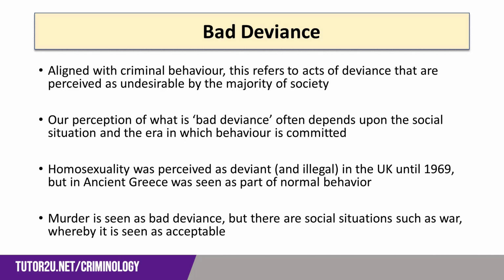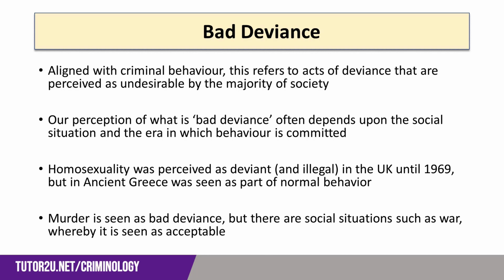Finally, we come to bad deviance, and this is usually deviant activities that break the law as well as social norms and values. Bad deviance is perceived as being undesirable by the majority of society at a given time. Murder, theft, and sexual assault are examples of bad deviance. However, what is perceived as bad deviance can change based upon social attitudes and different contexts.